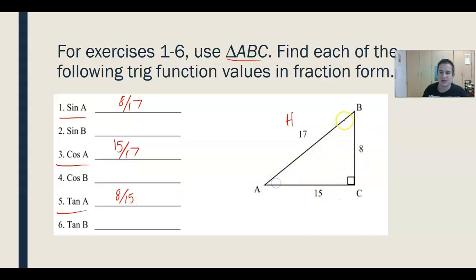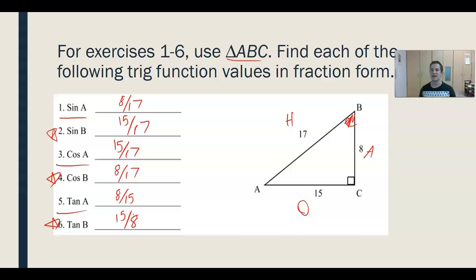Now, if I'm looking at angle B, this is now the opposite and adjacent sides. So sine of B is opposite over hypotenuse, or 15 over 17. Cosine of B is adjacent over hypotenuse, or 8 over 17. And tangent of B is opposite over adjacent, or 15 over 8. So that's what sine, cosine, and tangent represent. They are these relationships between the different sides of a right triangle given a specific angle.